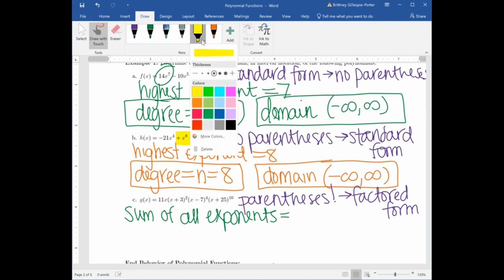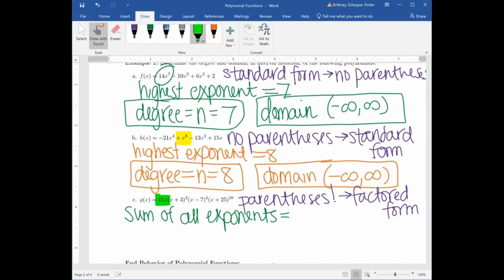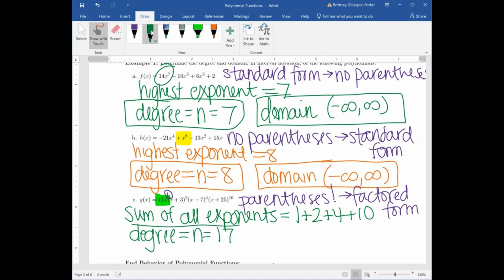So if you're thinking to yourself, 2 plus 4 plus 10, you're on the right track, but you're forgetting somebody. Because right up here at the very beginning, we have a variable. And remember, if you do not see its degree, but the variable is there, it's a 1. So our exponents that we need to add are going to be 1 plus 2 plus 4 plus 10, which means that our degree, remember which we call n, is going to be 17.